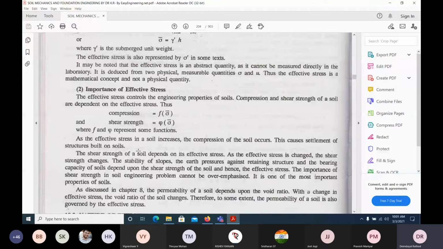Generally, this is the definition for the effective stress: total stress minus pore pressure. But what exactly the effective stress is, is the stress between two granular particles. Both the granular particles will be in contact with their surfaces, and with that some stress will be developed.